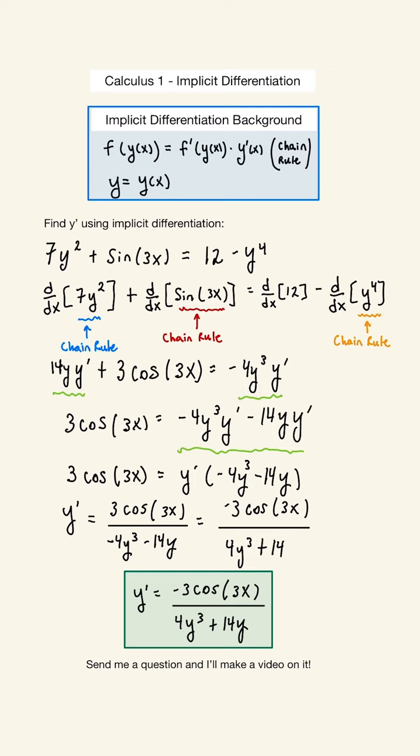After that, the next step is we want to simplify our y prime terms on one side. So you can see here we've left this term on the right side and we've moved this term to the right side. Then we're going to go ahead and factor out this y prime term and then solve for y prime. So after taking this term and dividing it to the other side, we're left with our solution.